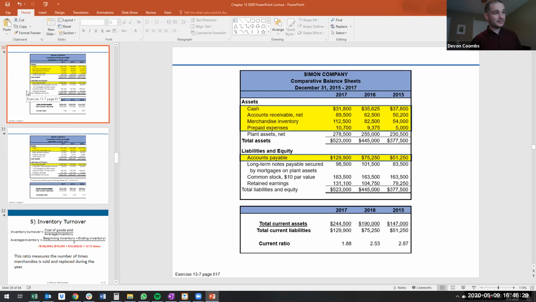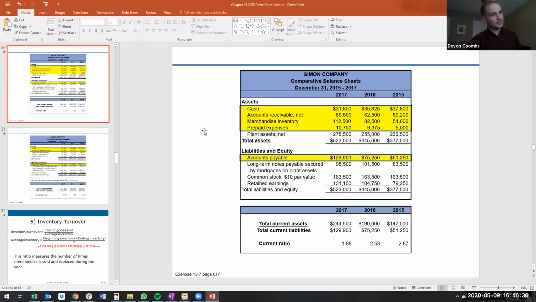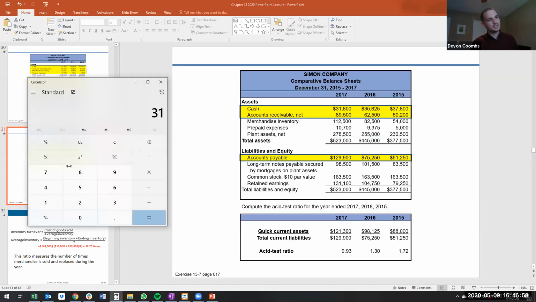So how would this compare to the acid test ratio? Acid test, we'd exclude the inventory and prepaid expenses. And so you can see here, the company might be liquid in 2017 from a current ratio, but then illiquid from an acid test ratio. Let's say their merchandise inventory and prepaid expenses couldn't become cash. Let's say they had trouble selling it, or it was out of date, then this company would be in trouble, which is why we need both of these ratios to compare. And that acid test ratio, we just take the 31,800 plus the 89,500 and divide it by the 129,900.